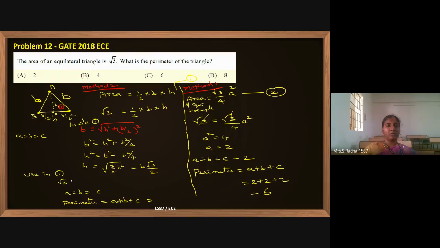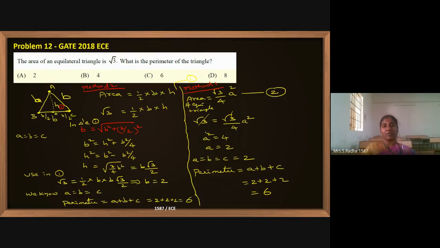Area is nothing but root 3, half into base into height, the height value being b into root 3 by 2. From this you can calculate the b value: root 3 gets cancelled and the b value is 2. We know that a, b, c are equal, and we have already calculated b. This also comes as 6.